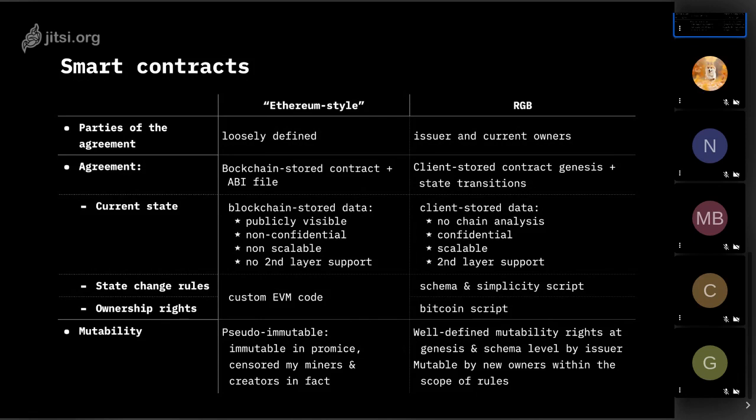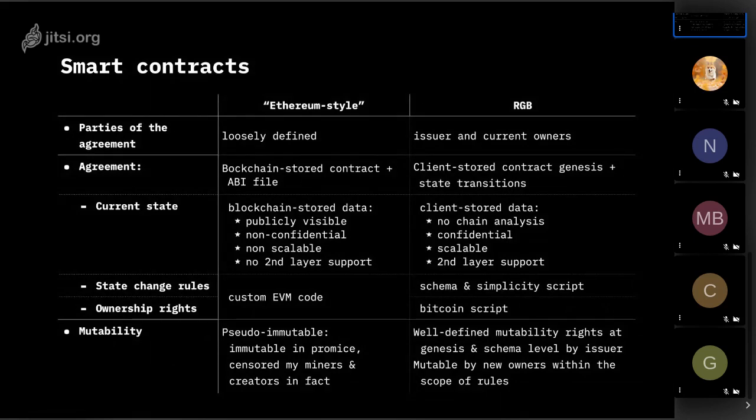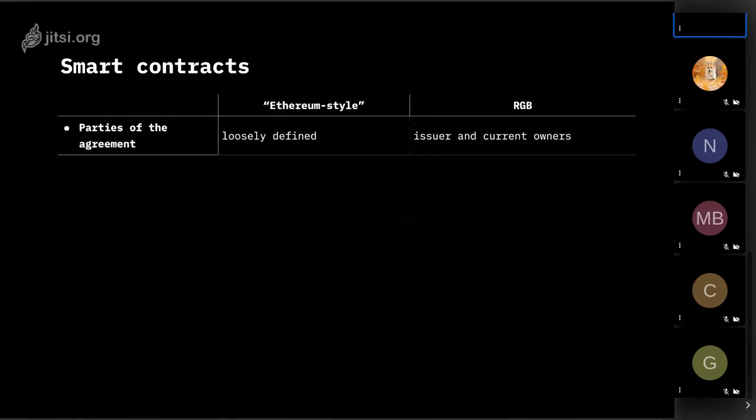And very interesting with immutability, like I already mentioned with the DAO hack, Ethereum claims immutability, but it's pseudo-immutable because it is immutable in promise, but censored by miners and network creators in fact. While with RGB, there are very well-defined mutability rights at genesis and schema level by the issuer. So you can create a contract that can evolve, that can even update its own scripts, but these updates may happen only by well-defined parties, because again, they are managed by the same digital rights management rules that RGB defines itself. And it is mutable only by new owners. The issuer can't change them arbitrarily without agreeing with the owners that are already out there.